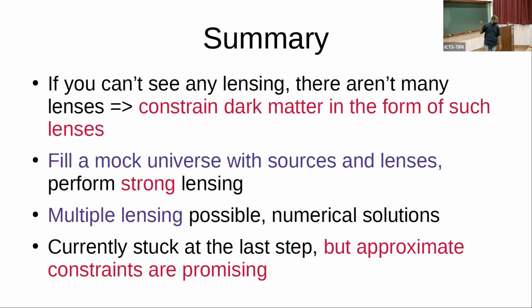So let me show the summary. If you can't see any lensing, then there aren't many lenses. Using this fact, we can constrain dark matter in the form of such lenses. So we fill a mock universe with sources and lenses. When we perform strong lensing calculations, multiple lensing is possible. So we have to get numerical solutions, and we are currently stuck at the last step. But approximate constraints are already promising.